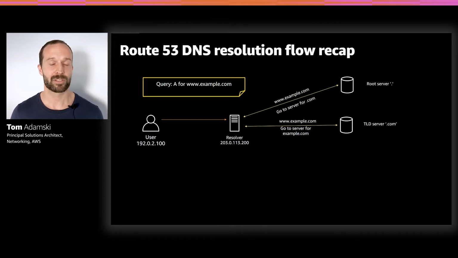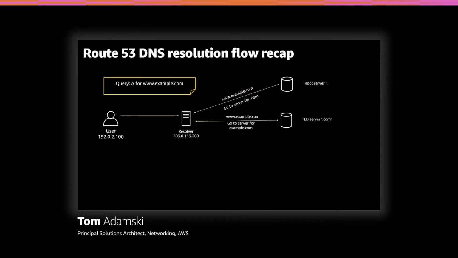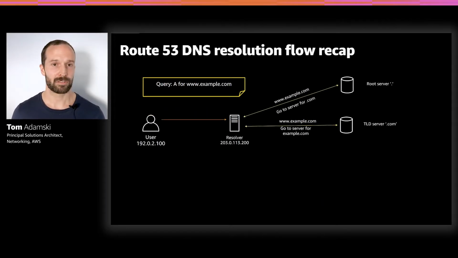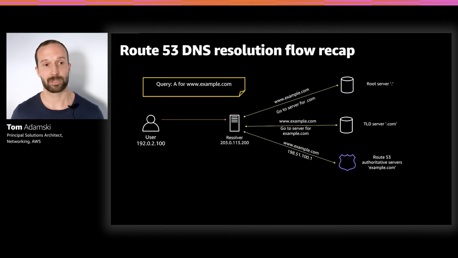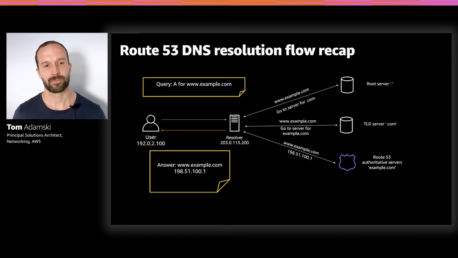Again, in this case, the top-level servers don't have all the details about what records are under www, but what they do know is who is responsible for example.com. And if you are using Route 53 for hosting your public zone, that would be the Route 53 service. In that case, the resolver forwards the query for www.example.com, and Route 53, because it's authoritative for the domain, can respond with a specific answer for what's the IP address behind the www, and that gets returned to the user.